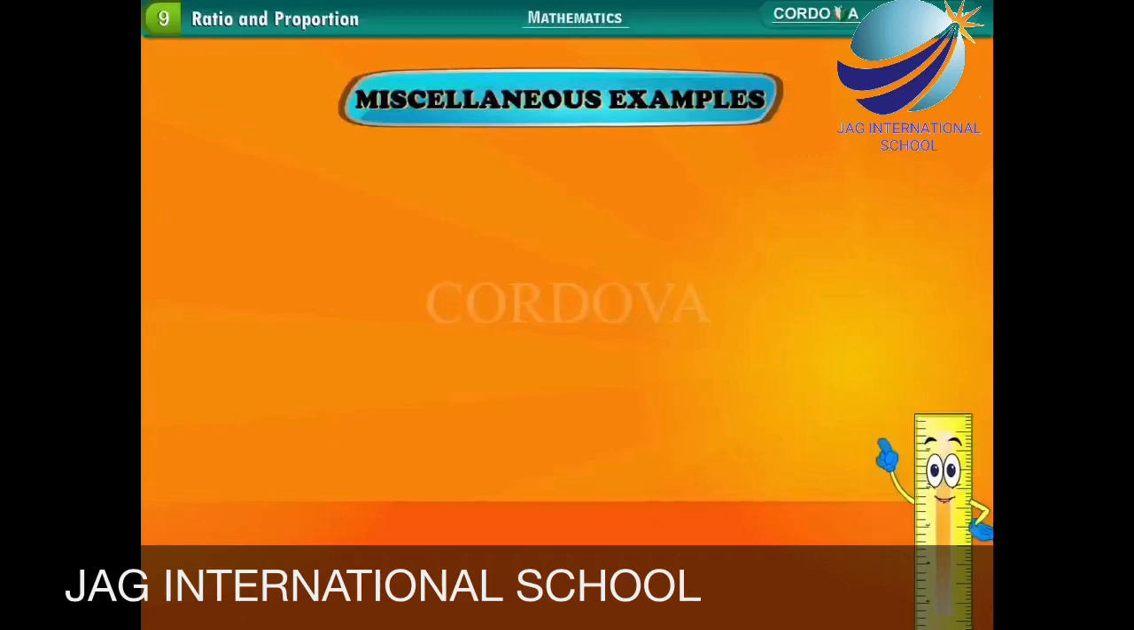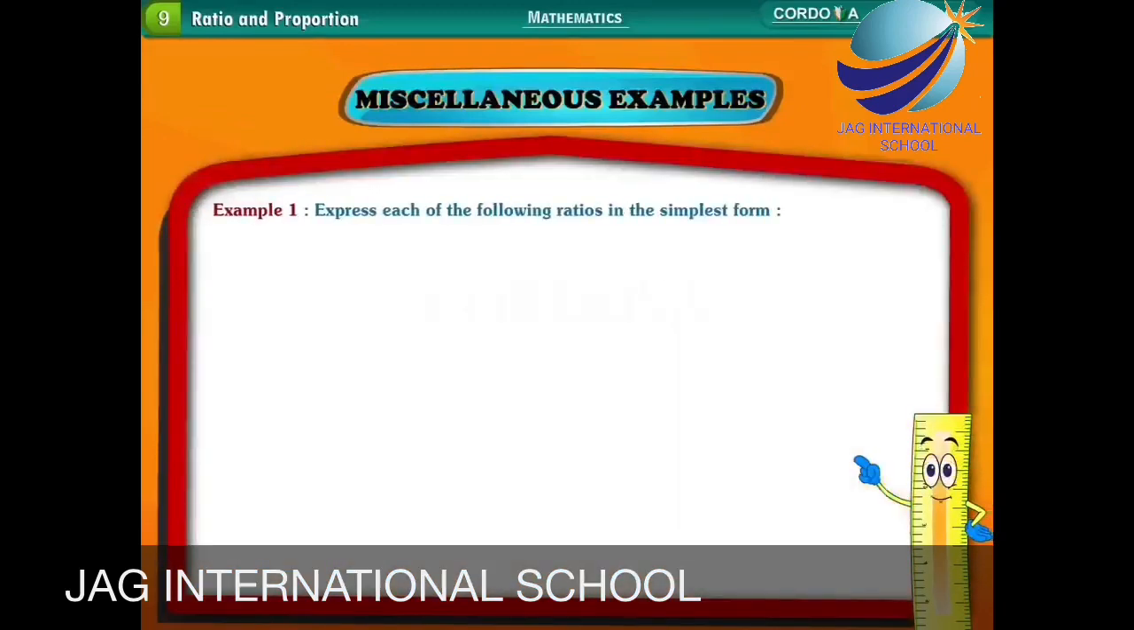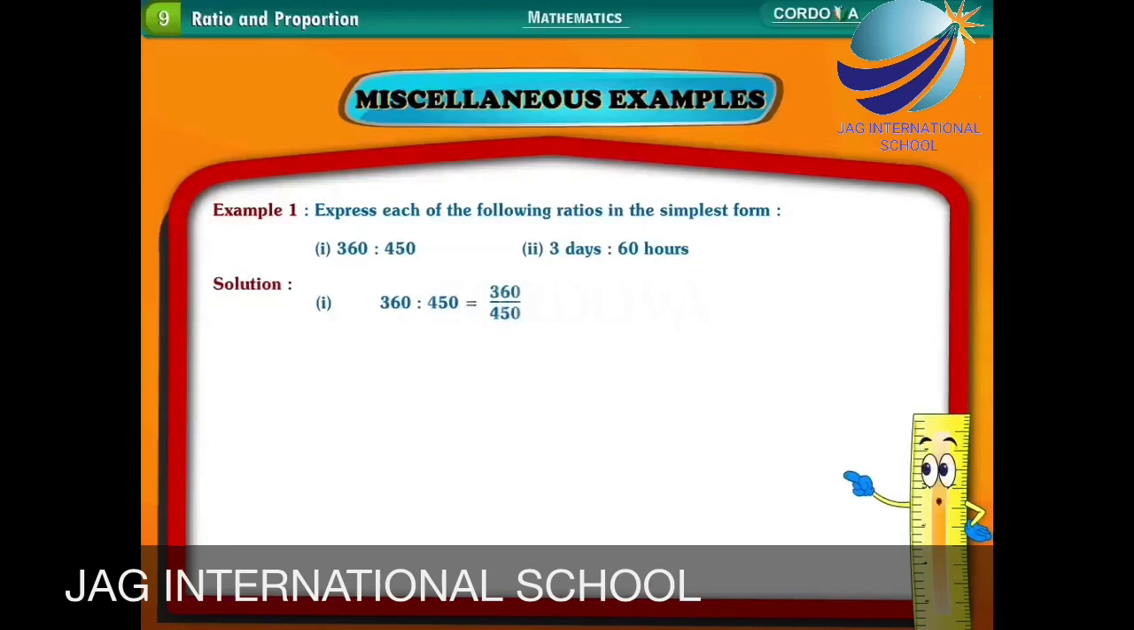Miscellaneous examples. Example 1. Express each of the following ratios in the simplest form. 1. 360:450. 2. 3 days to 60 hours. Solution. 1. 360:450 is equal to 360 upon 450, which is equal to 360 divided by 90 upon 450 divided by 90, which is equal to 4 upon 5, which is equal to 4:5.